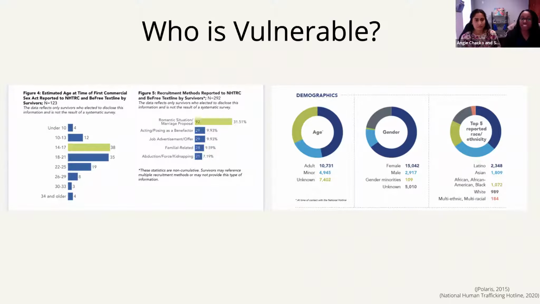And as far as recruitment methods, the most common recruitment method is romantic situations or marriage proposals. Going back to the other slide, when we mentioned the lover boy, they think it's going to be a simple relationship, and it becomes something far more complicated than that. And as far as demographics go, females are obviously at most risk, but there are male victims as well. Latinos are the most common group of victims. It's the most common ethnicity that is trafficked in the studies that we've seen. So vulnerability does spread across all ethnicities, all races, all ages, but these are the most common ones.